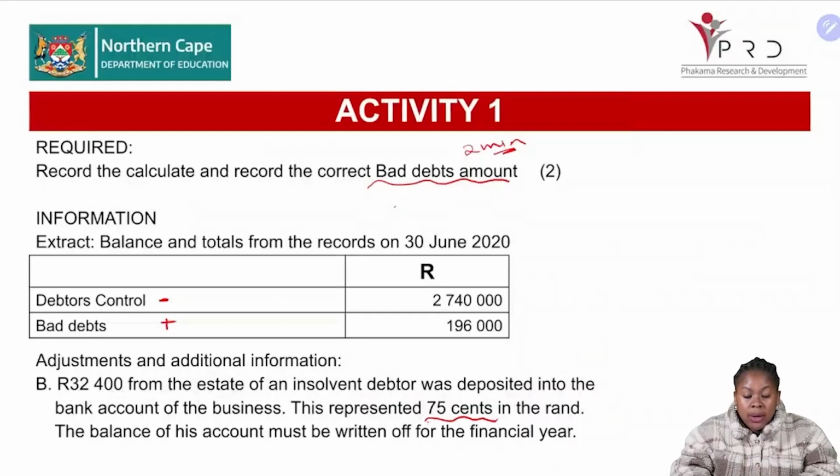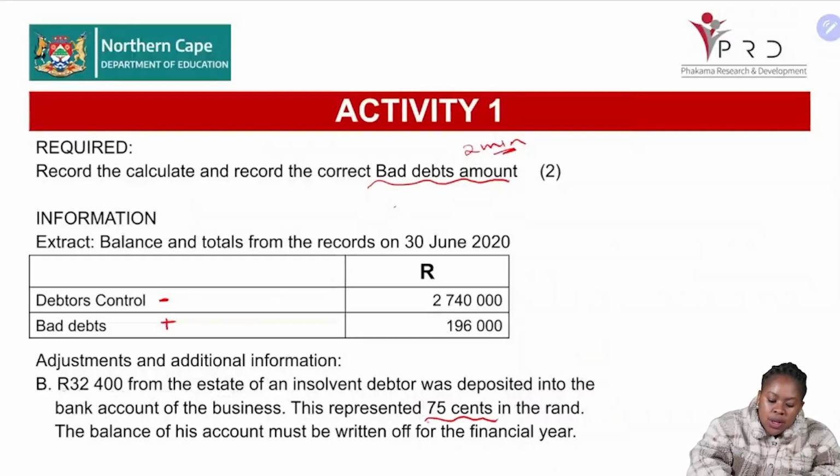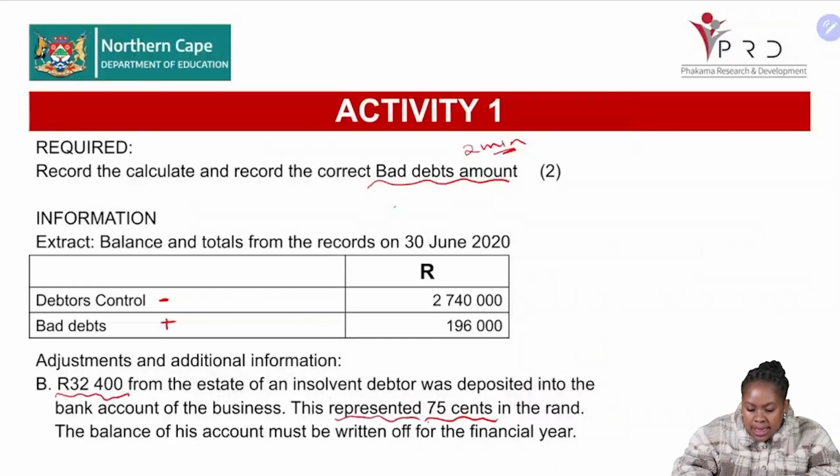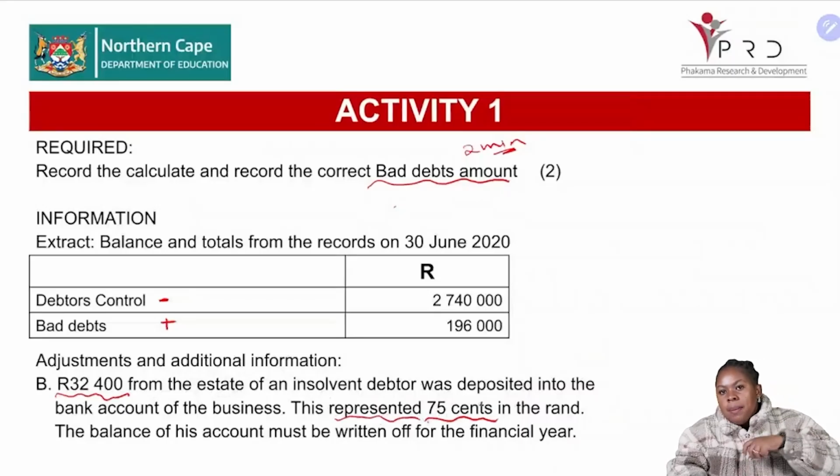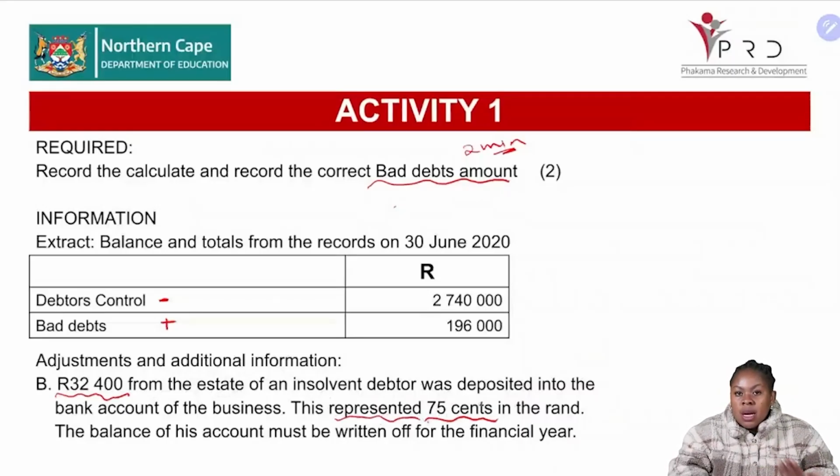So now we need to analyze, or find out, what information we have. We already know what we need to do. We need to write off this debt, right? So we have 32,400, and then they told us that this represents 75% or 75 cents. Now you will see that in the baseline activity, the example that was given was based on percentages.